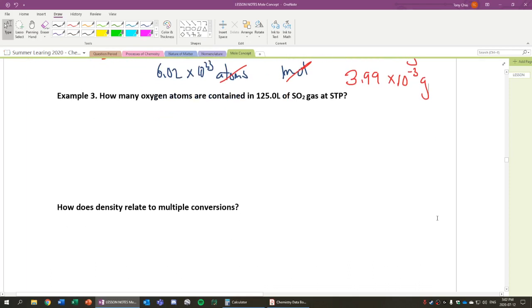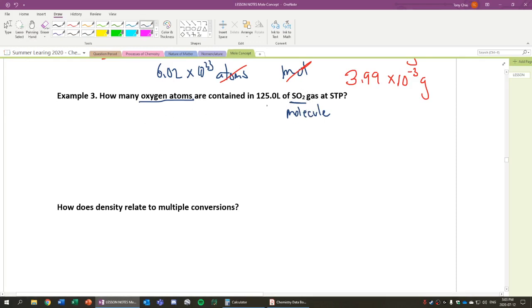Alright, let's look at example number 3. In example number 3, we're trying to find how many oxygen atoms are in 125 liters of SO2 gas at STP. Well, first of all, SO2 is a molecule, and we want to find oxygen atoms, because in the molecule SO2 there are 2 oxygen atoms for each molecule. So our species is SO2, but we want to solve for oxygen atoms.